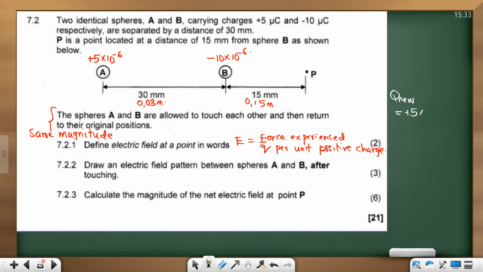Positive 5 times 10 to the power negative 6 plus negative 10 times 10 to the power negative 6 divided by 2. What is 5 minus 10? Negative 5 divided by 2. Negative 2 comma 5 times 10 to the power negative 6. So you should know, this would help you with the arrow. So I could just put it here. The only difference would be the arrow. The shape remains the same.